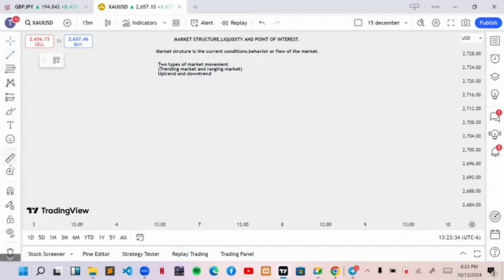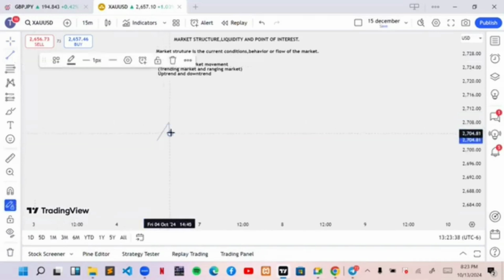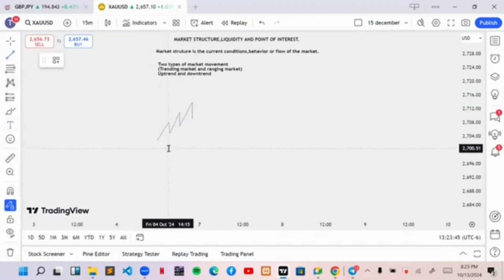That is something like this. This is what signifies an uptrend: higher highs and higher lows. So this is what an uptrend is.